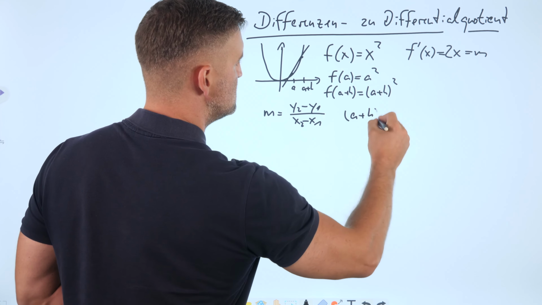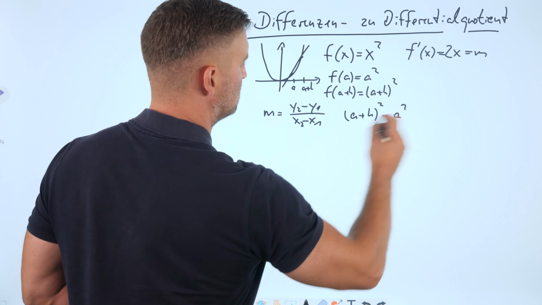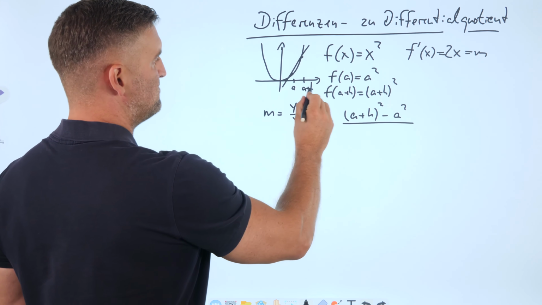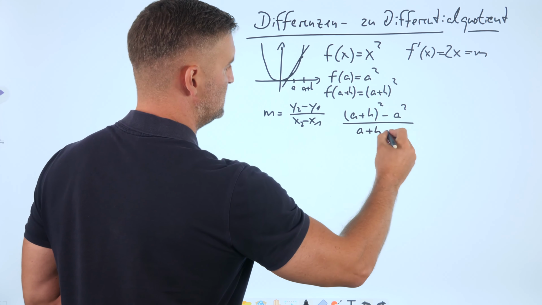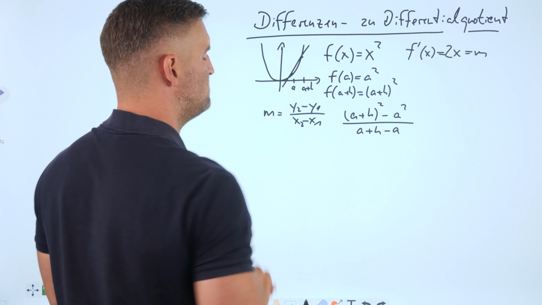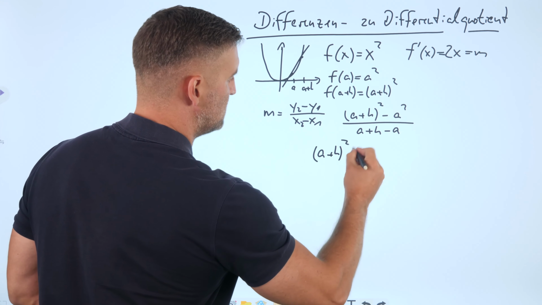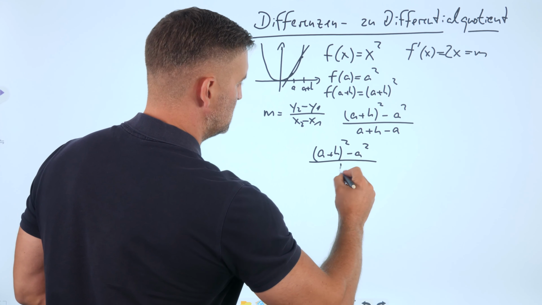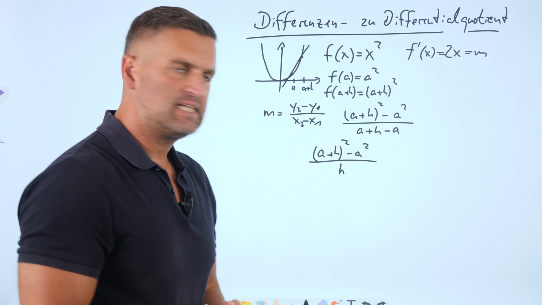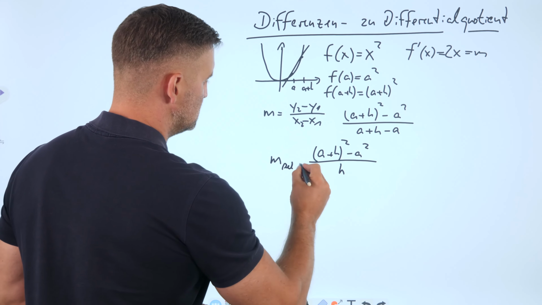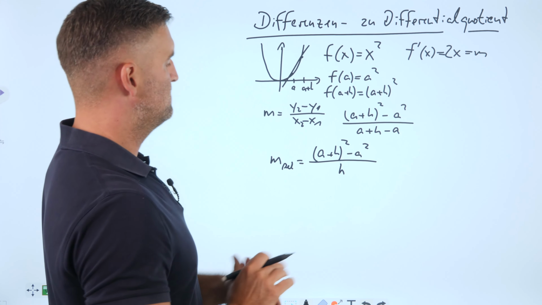So we have a plus h squared minus a squared over, and then accordingly, x2 minus x1, a plus h minus a. I'll write it all out. So what remains down here is h. So we have a plus h squared minus a squared over h. And that first represents the slope of the secant, so the secant slope m through these 2 points.